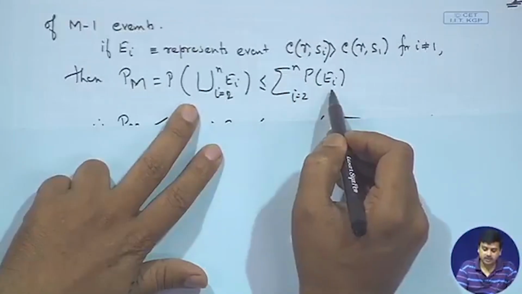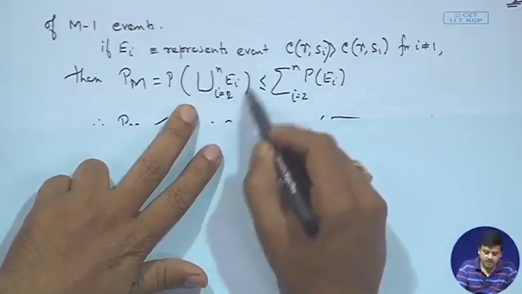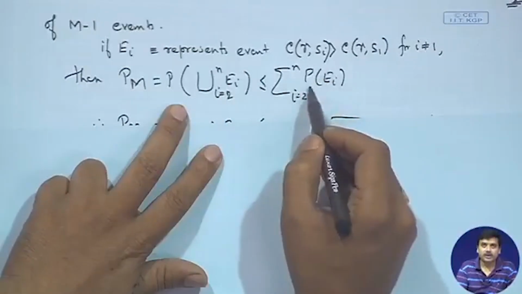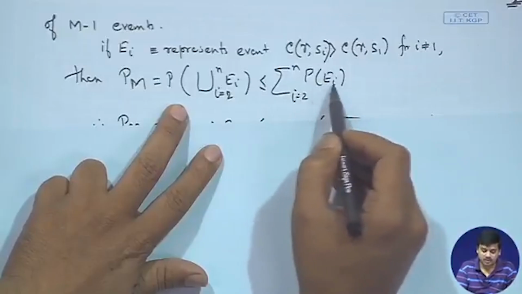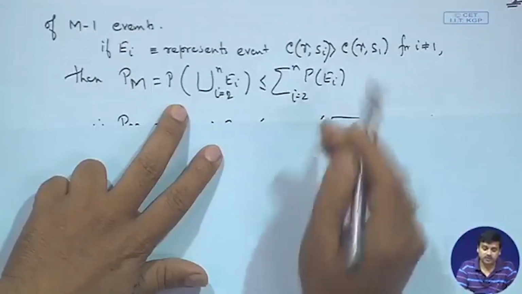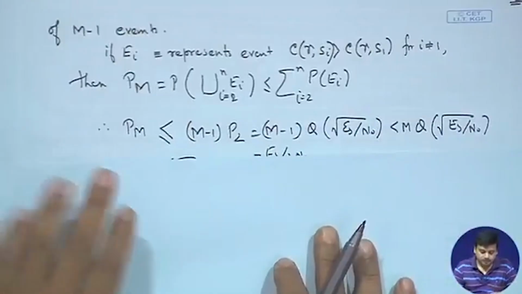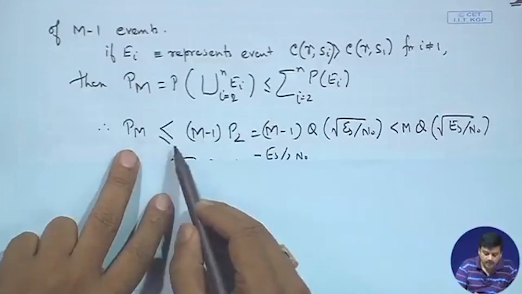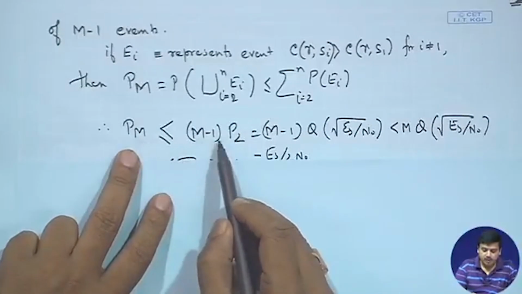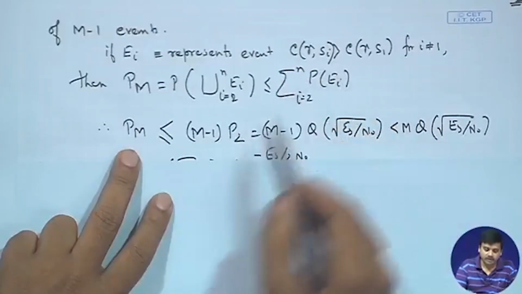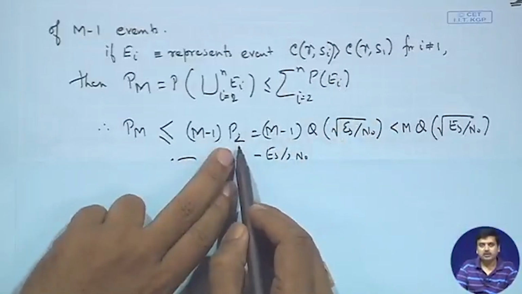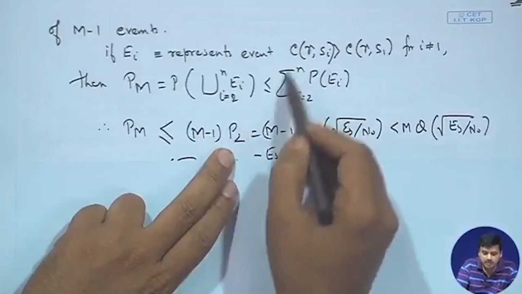So, this result can be derived. This is limited by the sum of these probabilities of all these individual events, that is the worst case scenario. So, the probability of error is m minus 1. Now, since all these probabilities are equiprobable and there are m minus 1 events, it is m minus 1 times p, because they are all equiprobable.